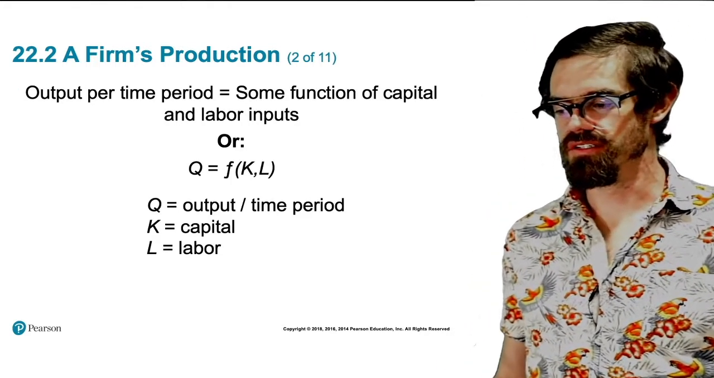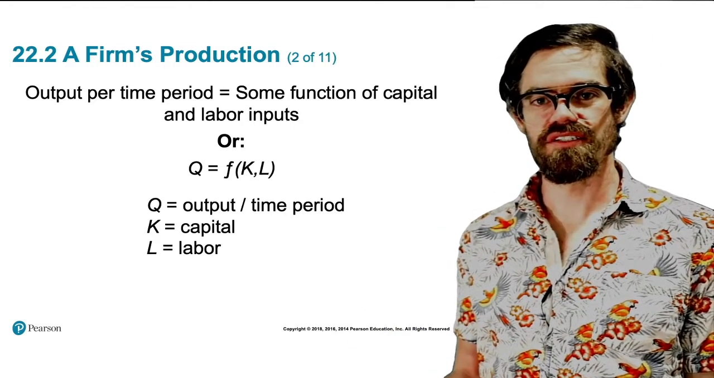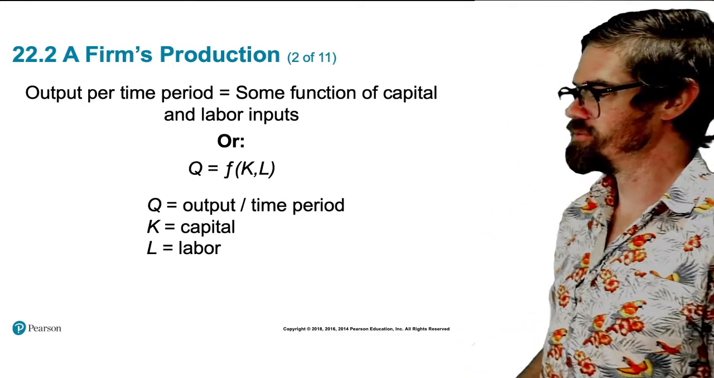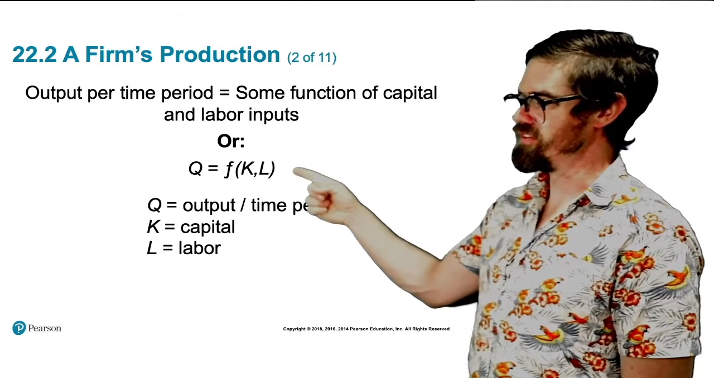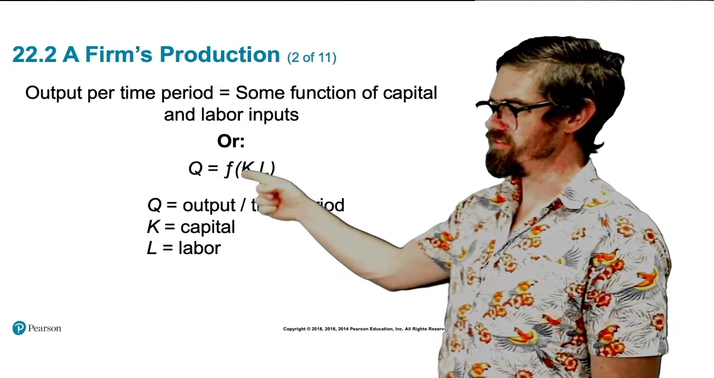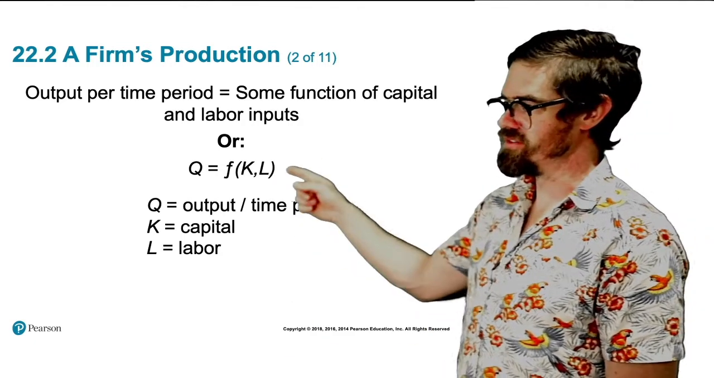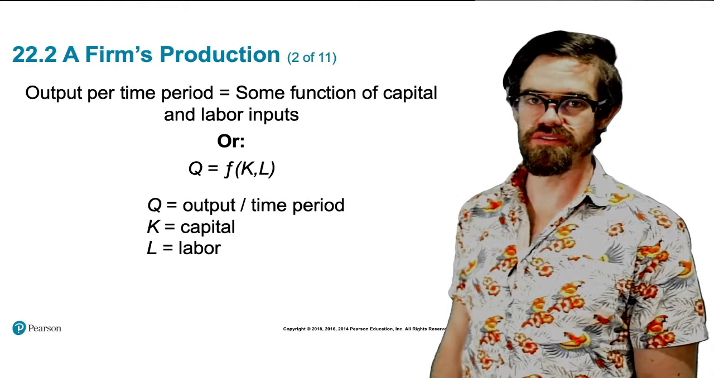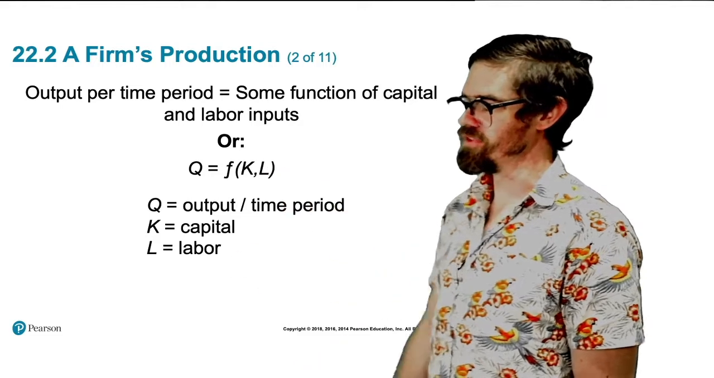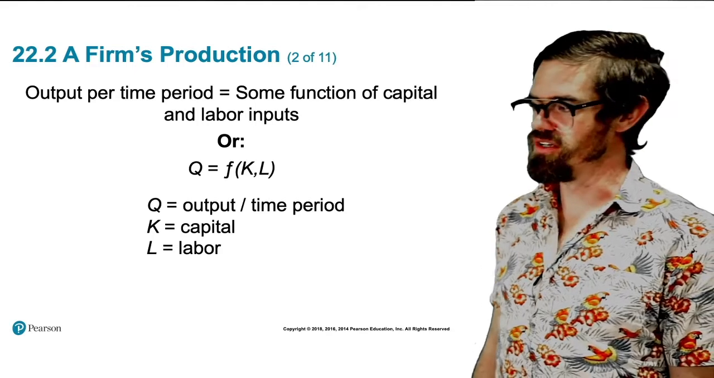Now, we can talk about something called the production function, which is basically an equation that tells us how the firm's inputs are converted into outputs. Here we see a production function, very generally defined, and it's telling us that the quantity of output per period is a function of capital and labor. The reason we don't use C for capital is because we use C for consumption in macro. So we use K for capital here. So there's a simple representation of a production function.